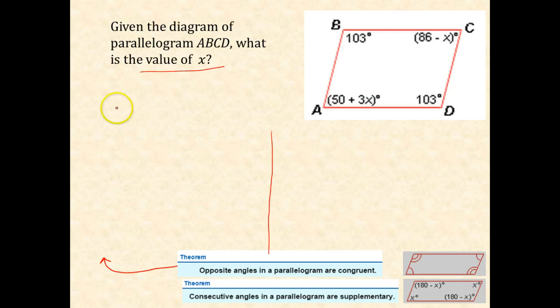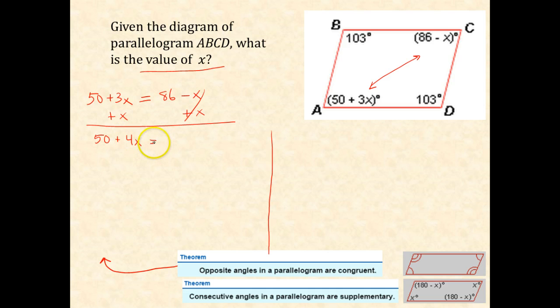Opposite angles are congruent. So I'm going to say that 50 plus 3x is equal to the opposite angle, which is 86 minus x. So I have 3x over here and a negative x over there. So if I add x to both sides, it will cancel the x's off of this side, and I will get 50 plus 4x equals 86.